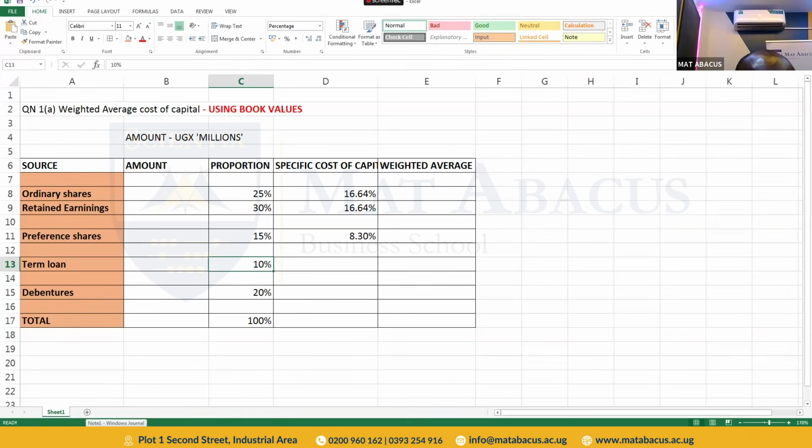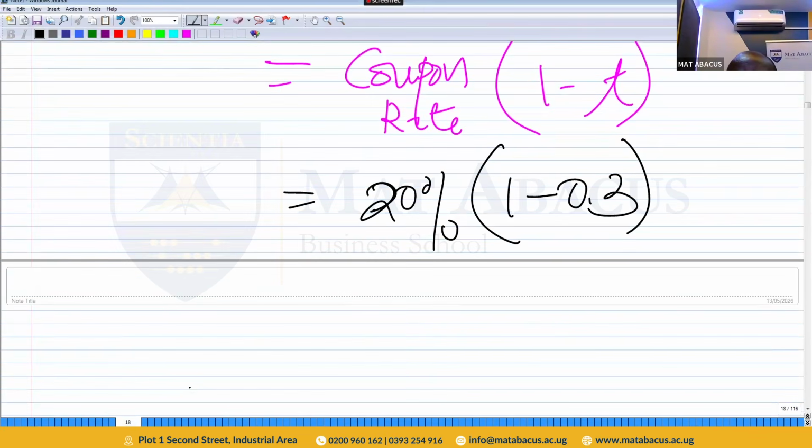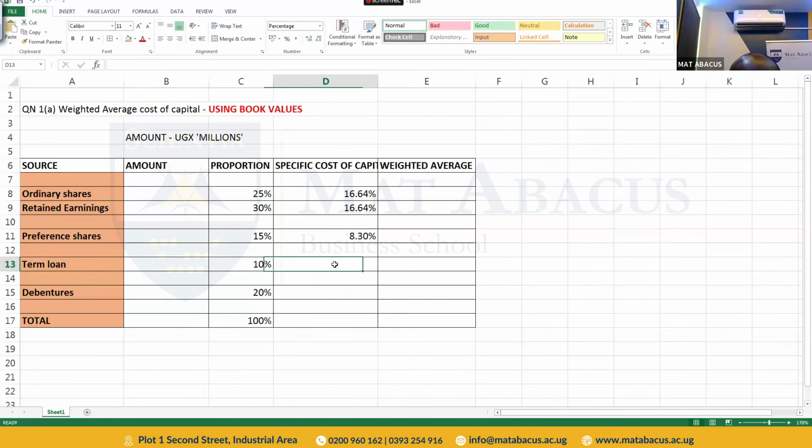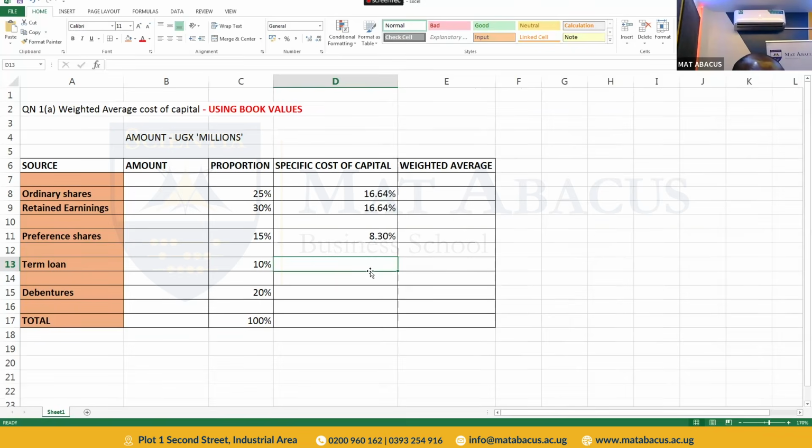So cost of term loan, 20% into that, you will end up with 14%. Take it to your table. Cost of term loan is 14%. Write it.